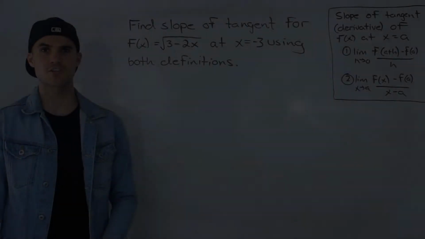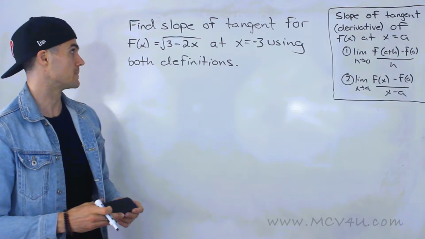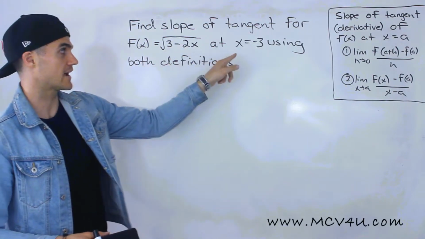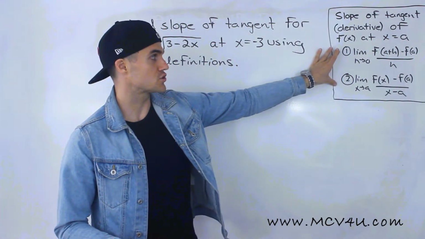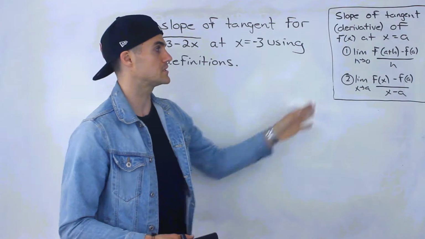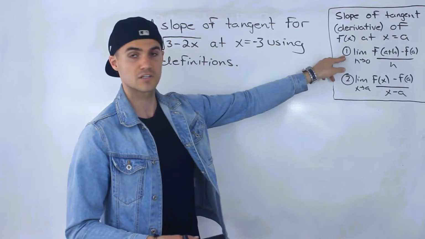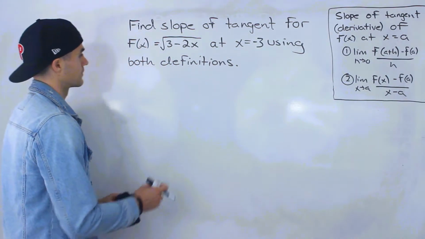Welcome back everyone, Patrick here, and moving on to the next example, we've got to find the slope of the tangent for this function f of x equals square root of 3 minus 2x at an x value of negative 3, and we've got to find it using both of these definitions right here. So like we did in the previous video, I'm going to first show you how we get the answer using the first definition and then get the exact same answer using the second one.